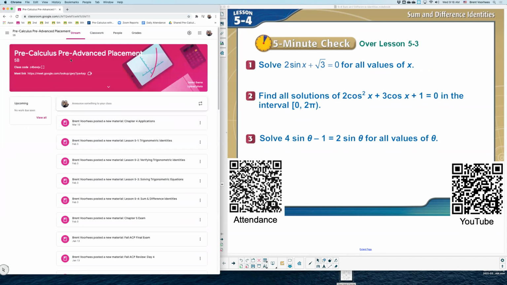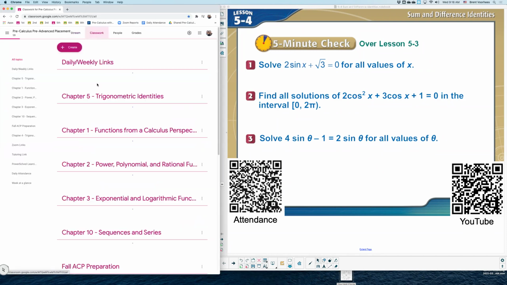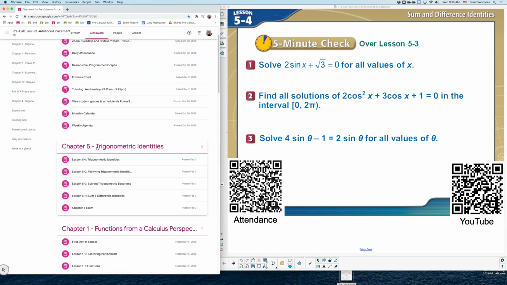So if you were just joining, you get into your Google Classroom, you go to classwork. We are looking at lesson 5.4. Now, don't be surprised if you see in the future, if you're not listening to this live, a chapter 5 applications or a chapter 4 and 5 applications, because I have another lesson that I just realized that I used to do as a bonus.